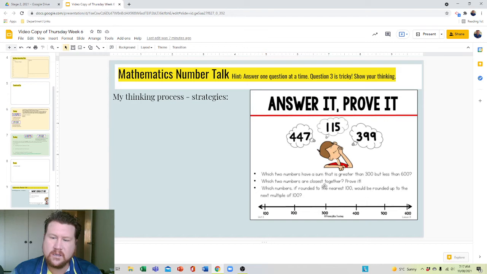Next question, which 2 numbers are closest together? And prove it. Again, you have to prove it. How do I prove it? You work it out on paper. You subtract 400 and that one to that one, and you subtract that to that, and you subtract that to that. Which 2 numbers are closer together? Okay, so start with a big number, then you use subtraction basically. Which numbers are, if rounded to the nearest 100, would be rounded up to the next multiple of 100? Simple enough. Well, to me, it's straightforward.